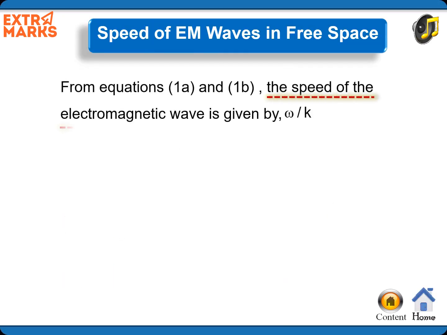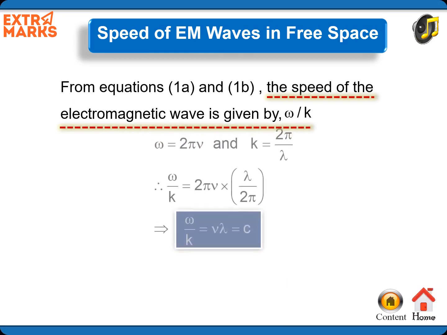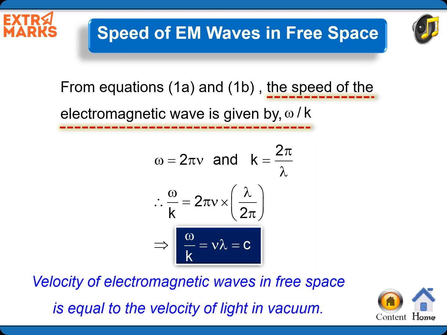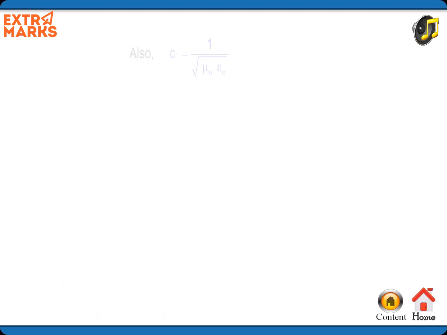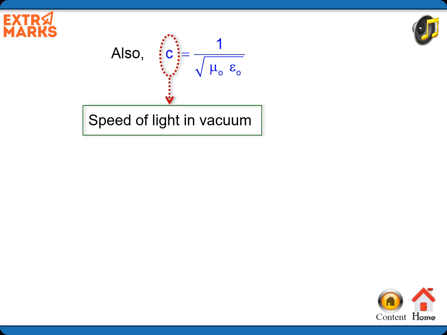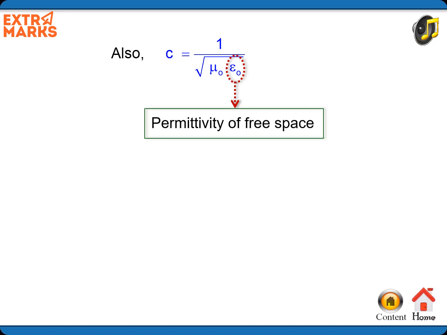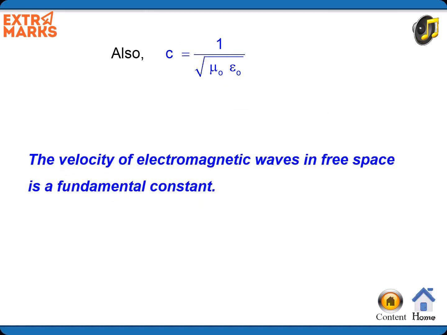Speed of EM waves in free space is equal to ω/k, which is equal to νλ, which is equal to c. Thus, the velocity of electromagnetic waves in free space is equal to the velocity of light in vacuum. Also, c is equal to 1/√(μ0 ε0), where all the symbols have their usual meanings. Thus, it can be said that the velocity of electromagnetic waves in free space is a fundamental constant.